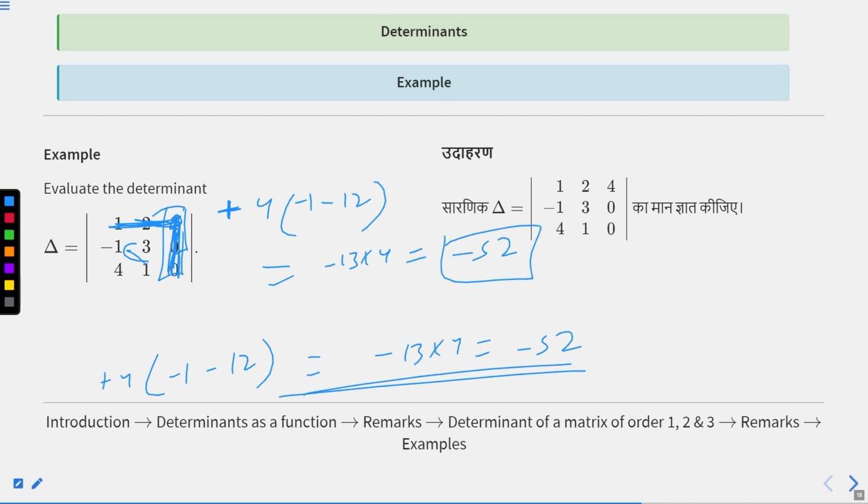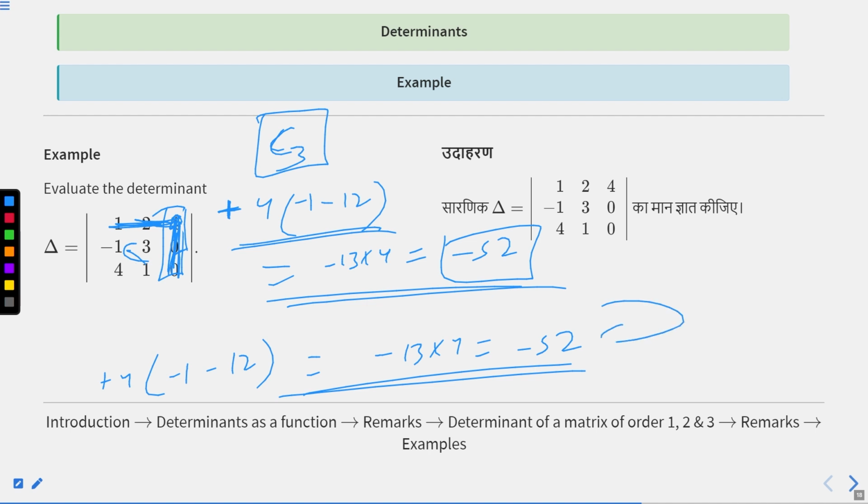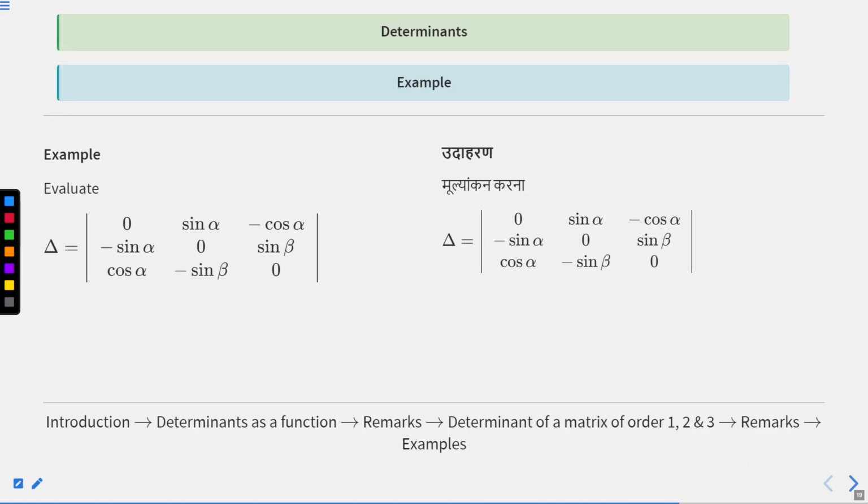By using this approach, expanding along C3, you saw how quickly you got your answer comparatively. Simple. So please do choose your efficient way. Whenever you see the maximum zeros, please do prefer that row or that column. I hope that it is clear. Now let us move to the next problem quickly.